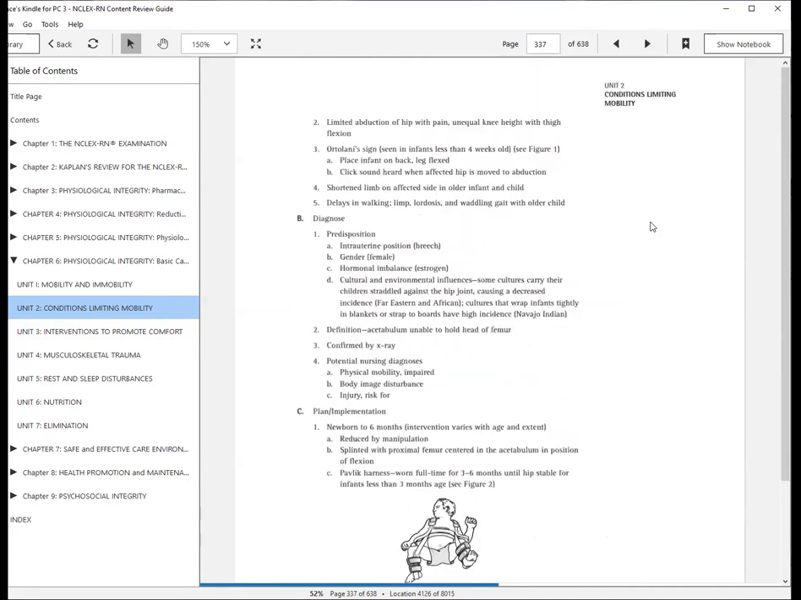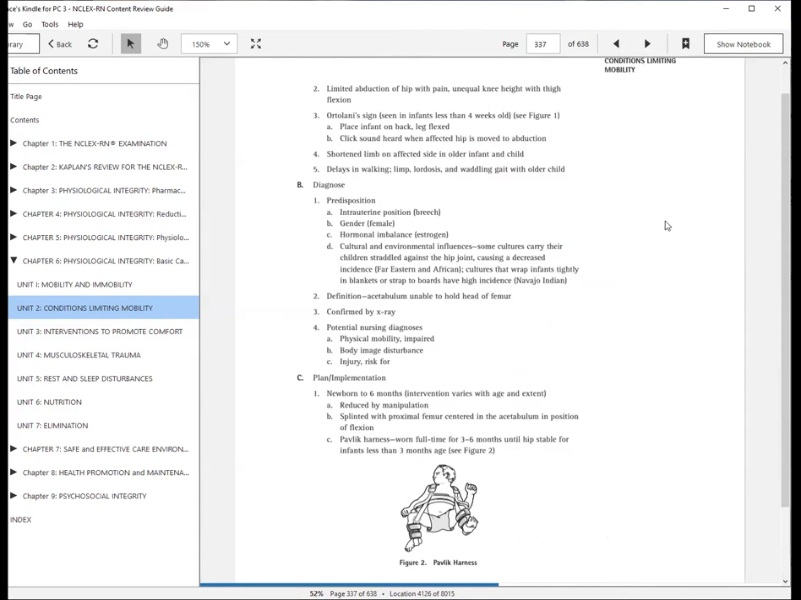I'm going to move on to the next slide, but I have more pictures to show you for this condition. So there will be limited abduction of the hip. Remember, we talked about abduction and flexion and adduction. So limited adduction of the hip with pain, and unequal knee height and thigh flexion. When the child flexes their knee and their thigh, it will not be equal.